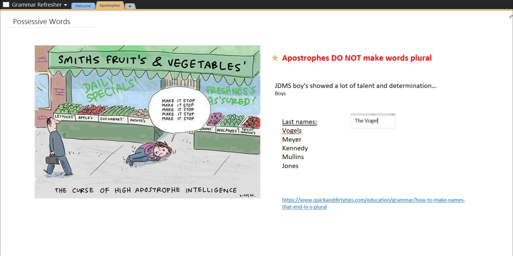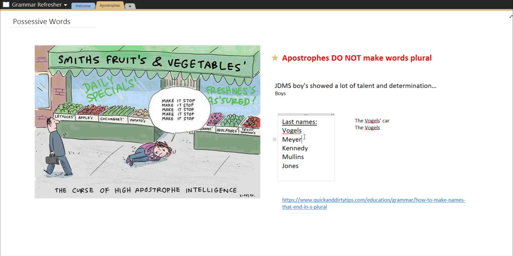Now, if we're talking about the Vogels' card, here's my last name, and we're talking about Chris and Jill Vogel, we would have Vogels with an apostrophe after it because it's plural, the Vogels' card. But if I'm signing that Christmas card, remember, and I'm making the last name Vogel plural, I would sign it the Vogels. Here's another example, the last name Meyer.